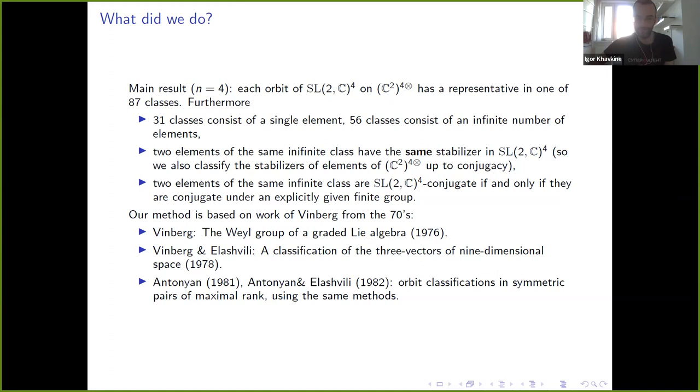And sorry, maybe I'm just slow in catching up, but the orbits are under this action of SL2C. That's right. But by what principle are you grouping them into classes then? Ah, yes. Well, we will come to that. I will explain what the 31 classes that consist of a single element mean, and what the 56 classes mean. But of course, it's a general, maybe philosophical question: if you have a group action on a space where there's an infinite number of orbits, then the question is what does classification mean? Because you cannot make a list.